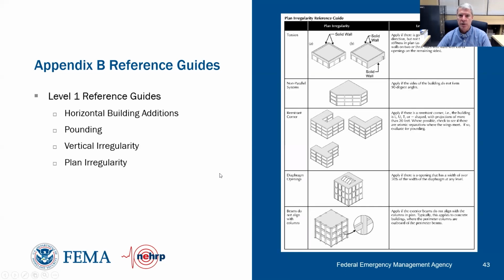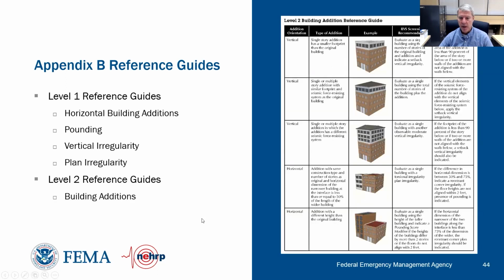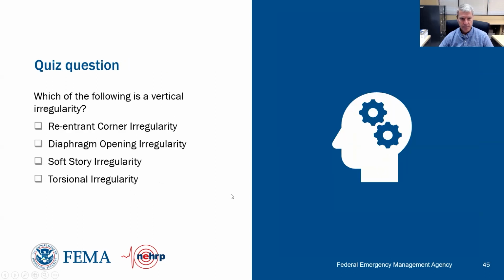Then we have a similar chart for plan irregularities. Again, we've got the plan irregularity identified: torsion, non-parallel, reentrant corner, etc., with a sketch, as well as our textual information about description of that, and then how best to evaluate that particular plan irregularity. There's also in the guides a level 2 reference guide for vertical additions on buildings, a little more rigorous than the level 1, to where a structural engineer can actually take a look and do a little more refinement in terms of how best to address that particular adjacency.